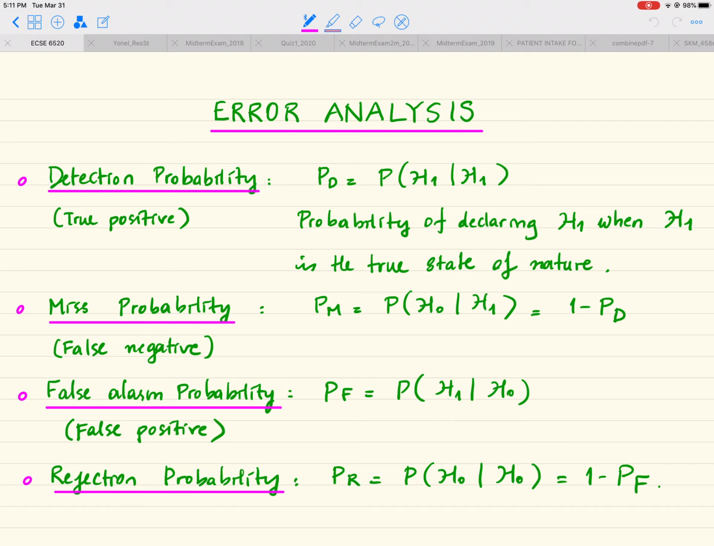On the other hand, irrespective of what data I observe, I can say that there is no target.